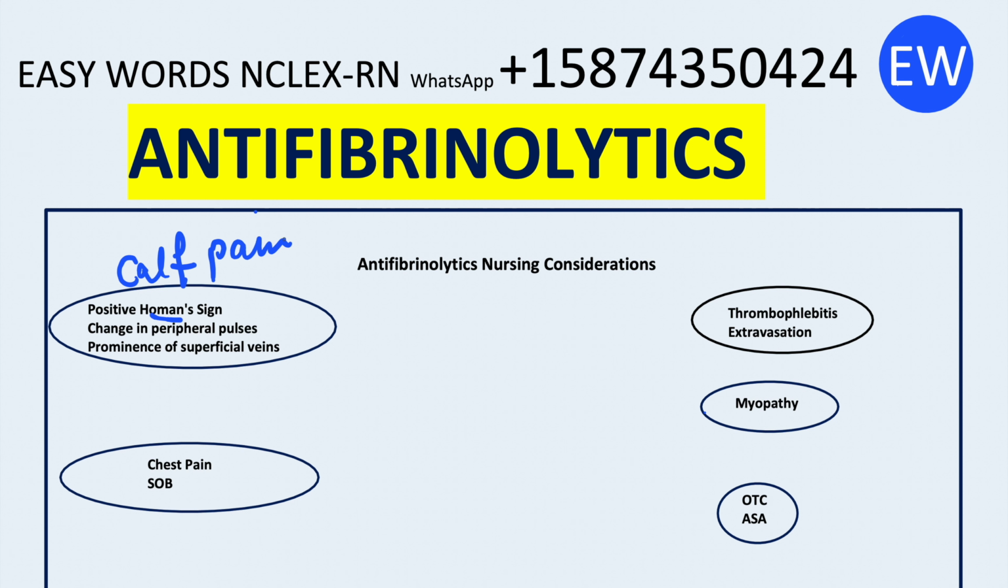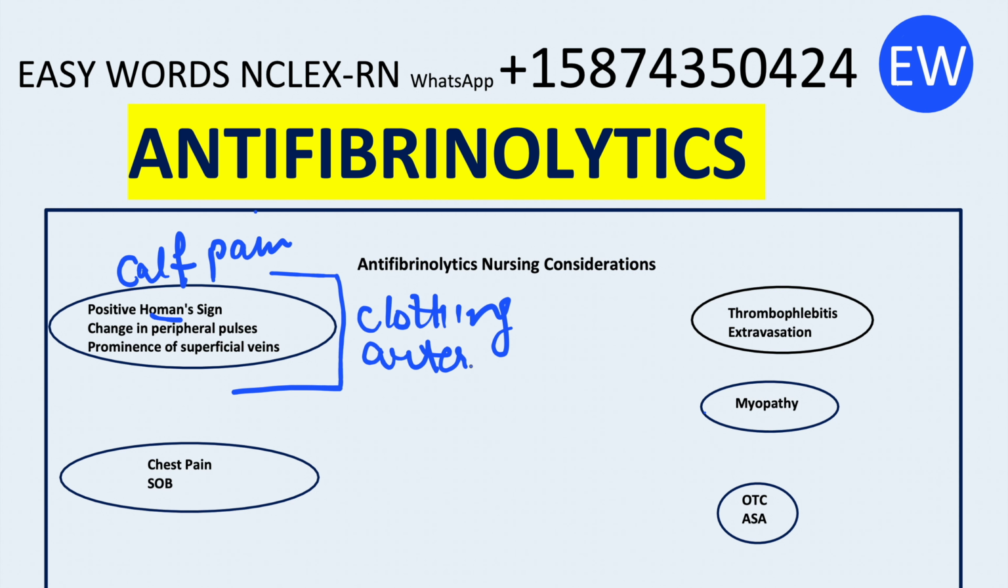So whenever we are infusing antifibrinolytics, we need to be monitoring the client closely for any of these signs: change in the peripheral pulses, prominence of superficial veins, and positive Homan sign, because these indicate that the clotting has occurred in the arterial or in the venous vasculature. So we need to be observing the client closely for these assessment findings.